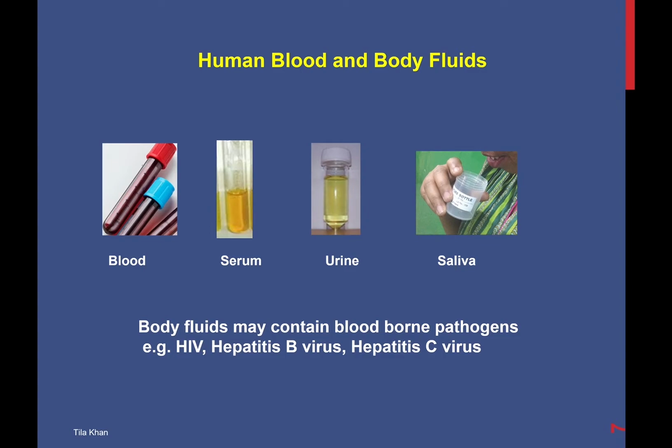Human blood and body fluids are commonly used in SMST. Body fluids include serum, urine, saliva, cerebrospinal fluid, peritoneal fluid, and other fluids. Please note that body fluids may contain blood-borne pathogens such as HIV, hepatitis B virus, and hepatitis C virus. So these samples are very risky and we all must be very careful in handling these samples.